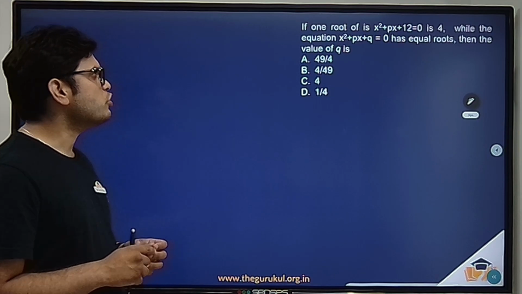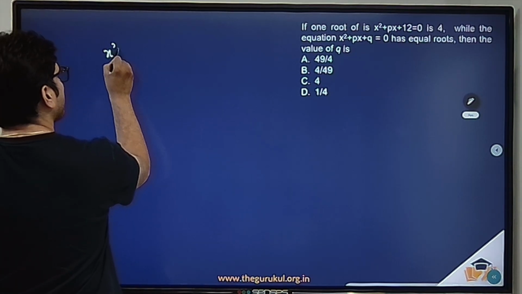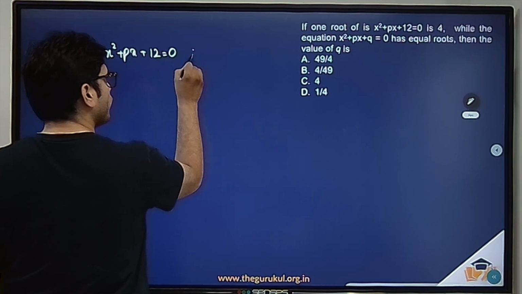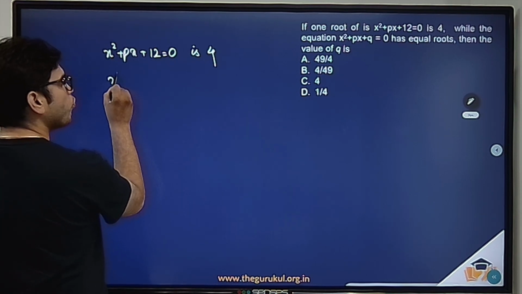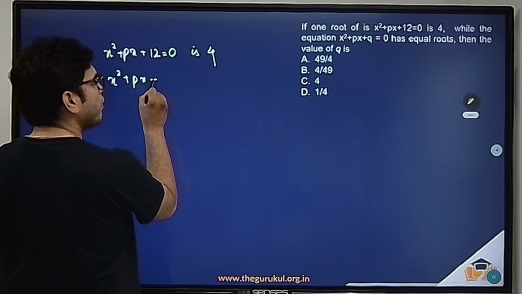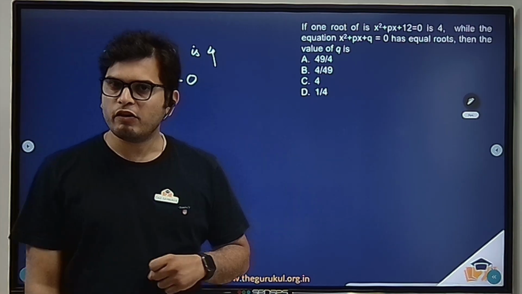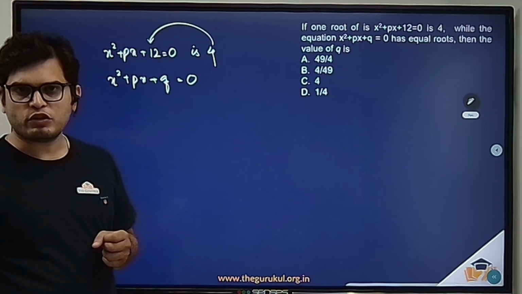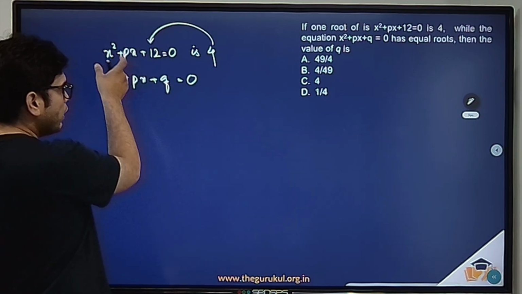Now coming to the first question: if one root of x square plus px plus 12 is equal to 0 is 4, while the equation x square plus px plus q is equal to 0 has equal roots, then the value of q is. Now, it is given that 4 is a root of this equation, one of the roots of that equation. So, when I substitute the value of x with 4, this has to be 0.